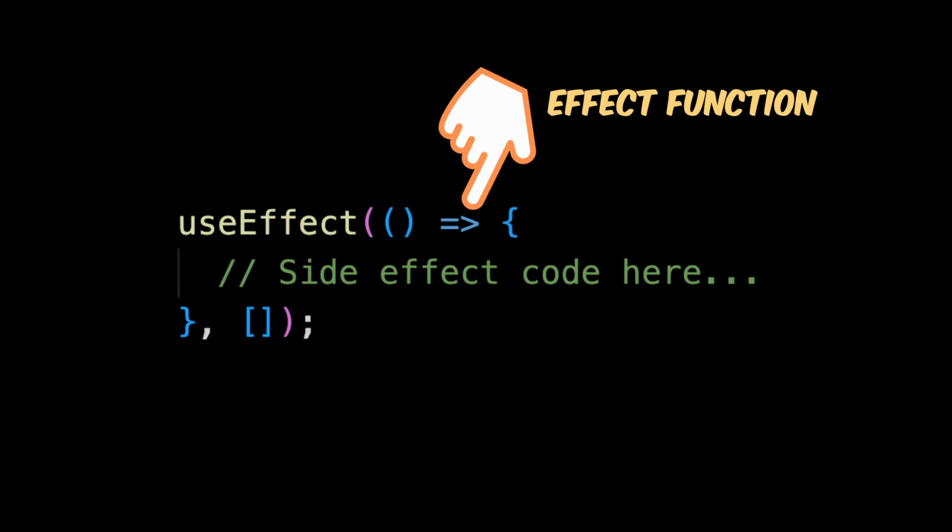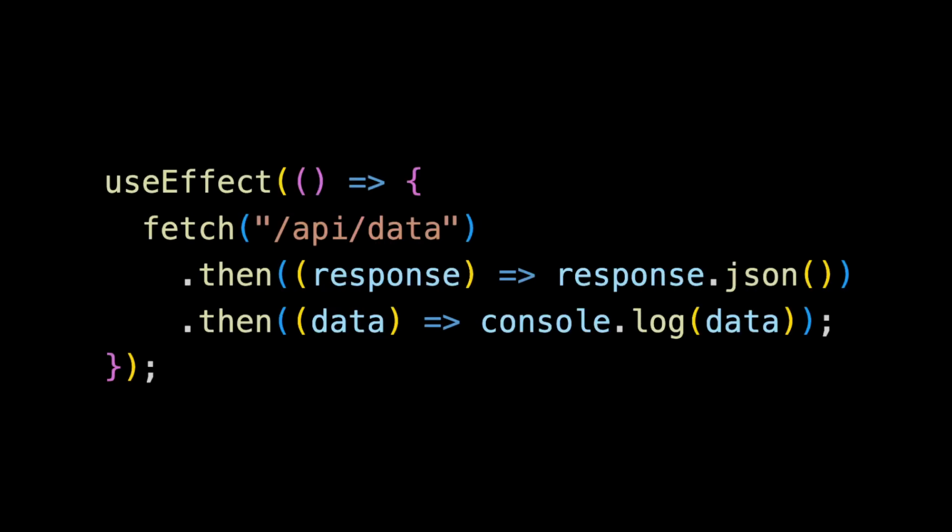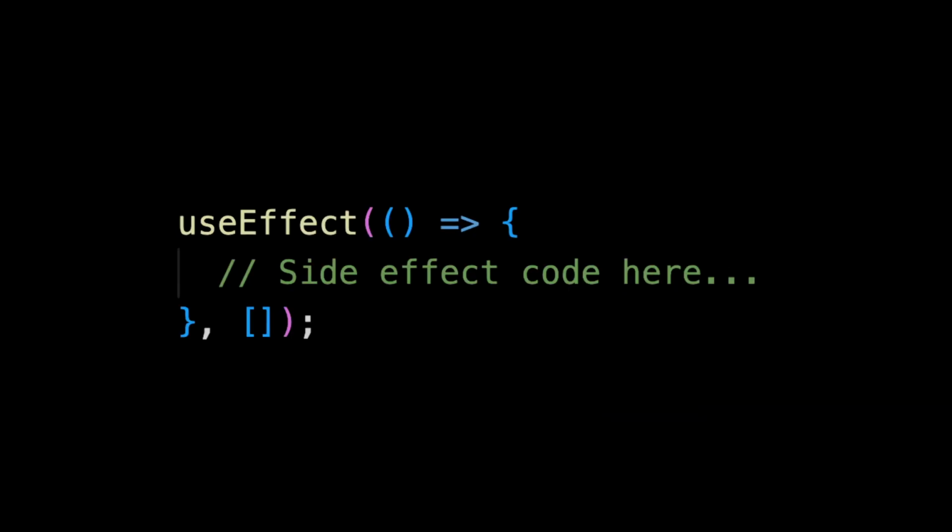For example, let's say you wanted to fetch data from an API when your component is first rendered. This code will fetch data from API/data and log it to the console. In addition to the effect function, you can also pass an array of dependencies to useEffect. Dependencies are used to specify when the effect should be rerun.